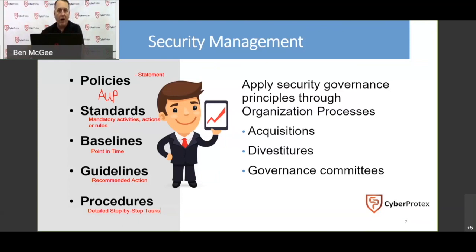Acquisitions. How do you acquire companies? Divestitures, like how do you break up companies? Like for instance, a big company may want to keep intellectual property over here with one company and intellectual property with another company, so maybe they'll be able to break that up. And then a lot of times what we'll see is that you may have different committees that are formed where people have pockets of expertise that allows us to lean on them to help us with IT security governance appropriately.